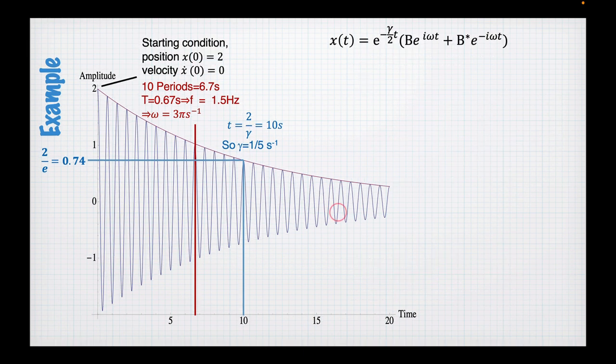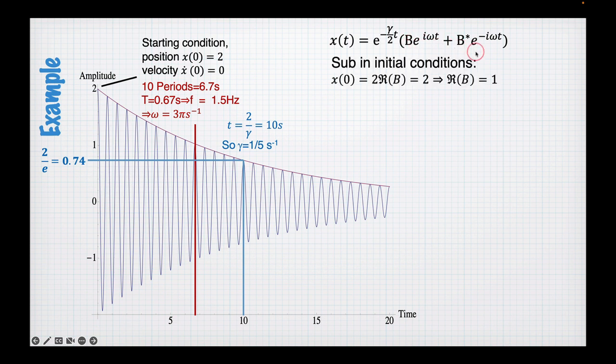Now I can do exactly the same treatment, but instead of using the cosine function, I can use, for example, this form of the solution with the exponential and its conjugate. Subbing in the initial conditions, we would get that 2 times the real part of b is equal to 2, which means that the real part of b must be equal to 1. And so, interestingly, doing it this way, the initial position straight away gives us the real component of b.